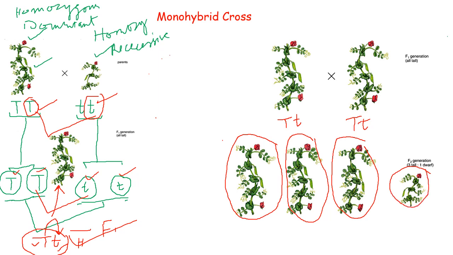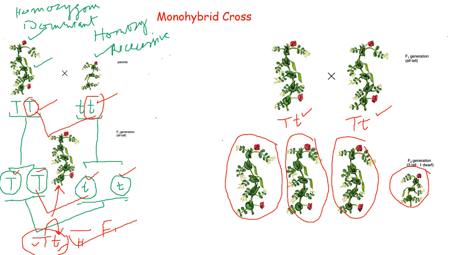Let's try to understand again. We took the F1 plants and subjected them to selfing. Both the parents had the genotype capital T small t, capital T small t. We crossed them. What we got in the F2 generation is three tall plants and one dwarf plant. Let's try to understand what happened during this cross.